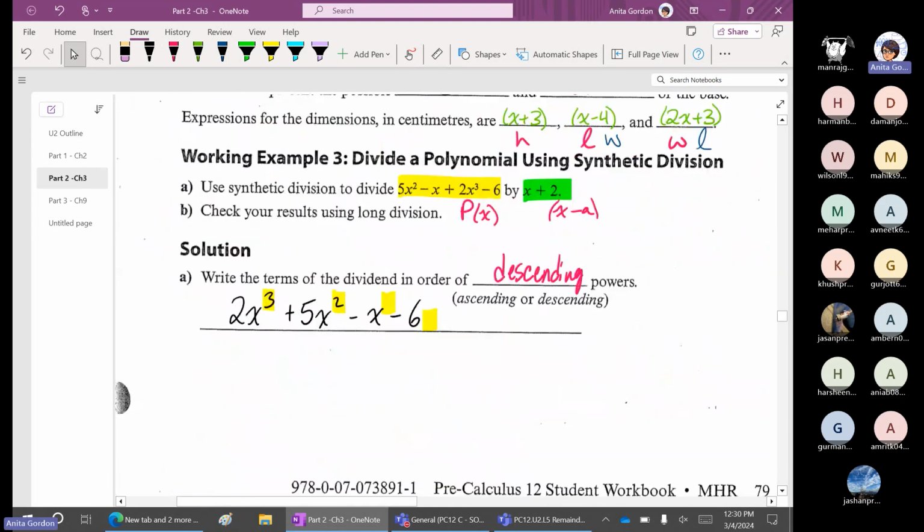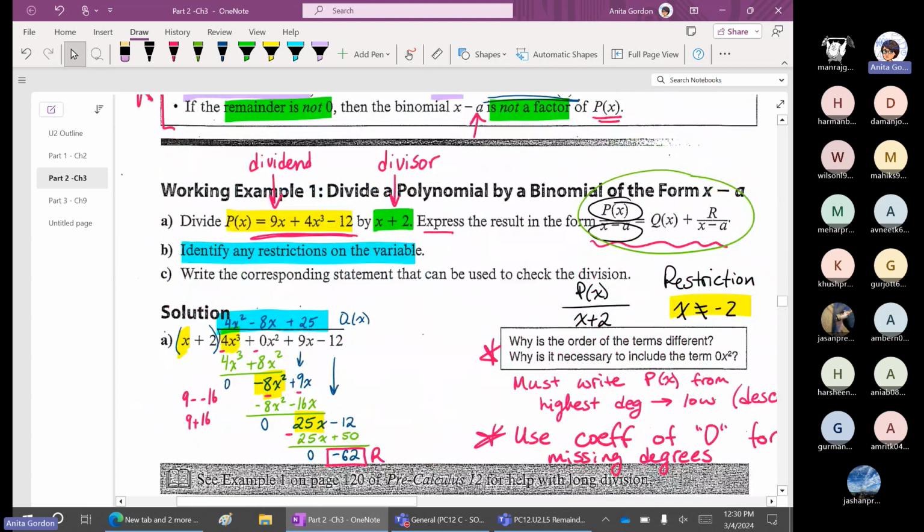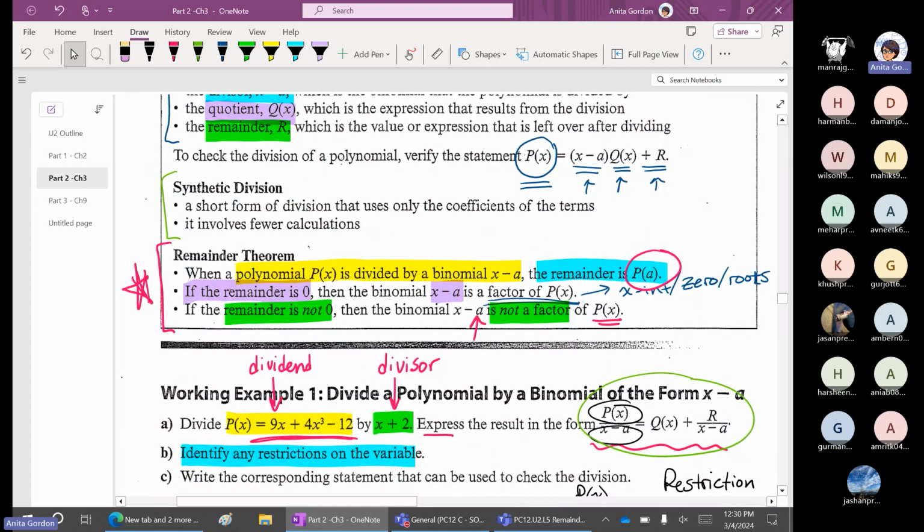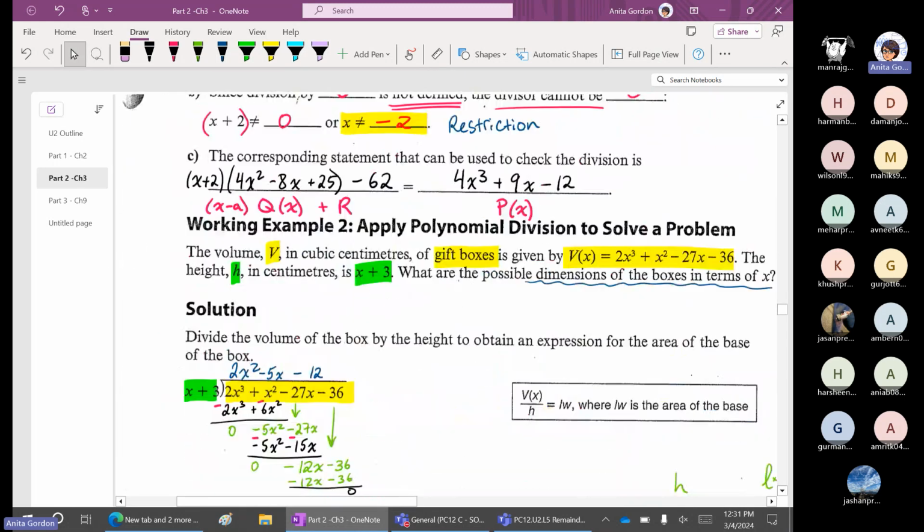Okay. Let's back up to our learning target. Our learning target is to understand the remainder theorem. The remainder theorem says that if I divide a polynomial by a binomial, the remainder will be the same as if I evaluated that polynomial at that point. If the result is 0, I have a factor or an x-intercept. If it's not 0, then it's not a factor.